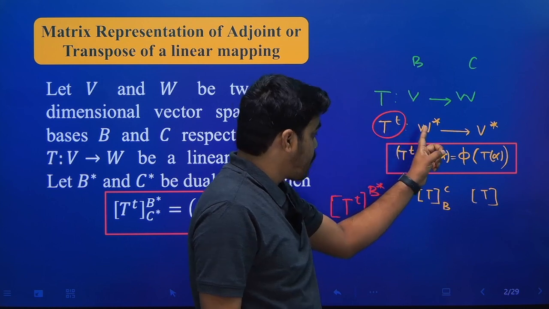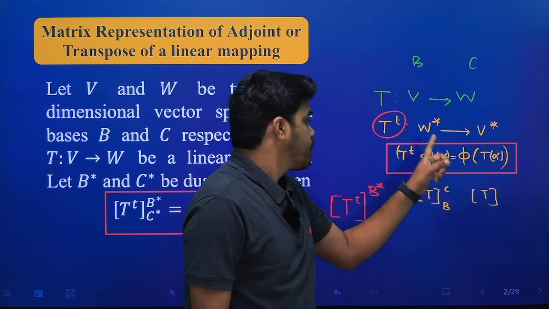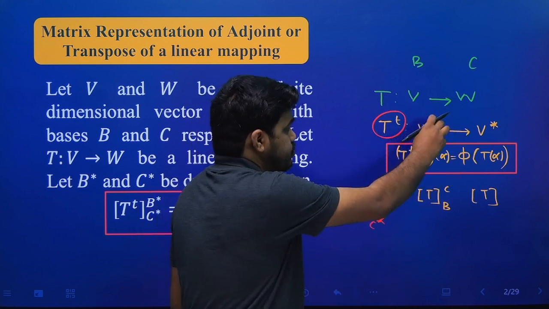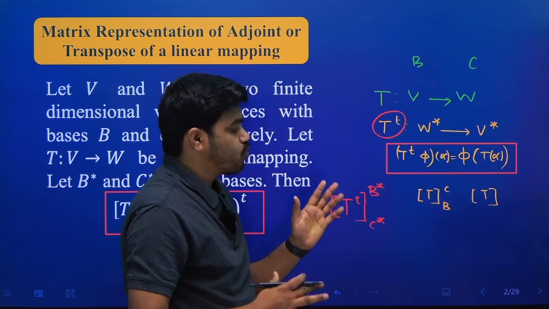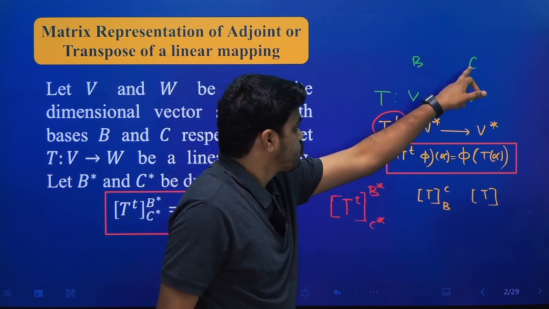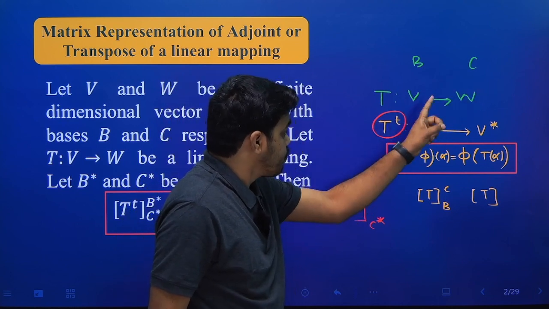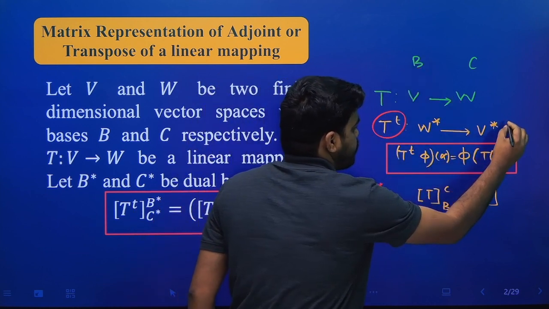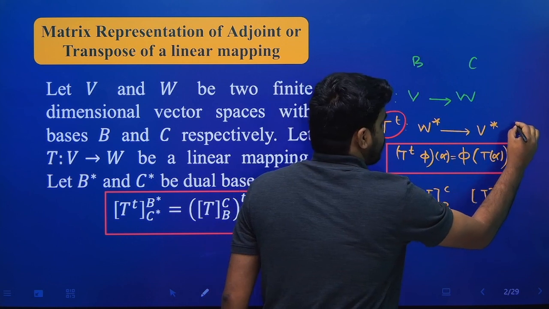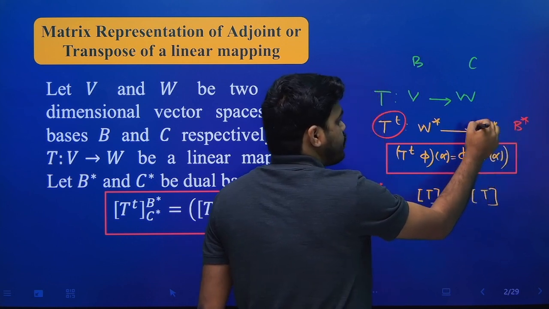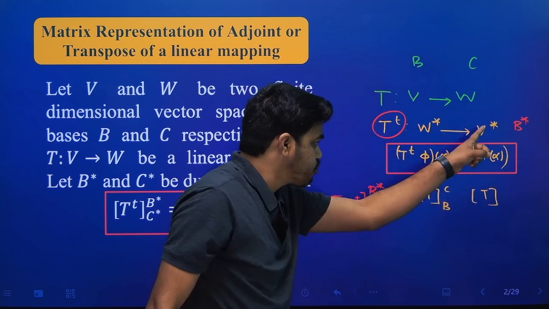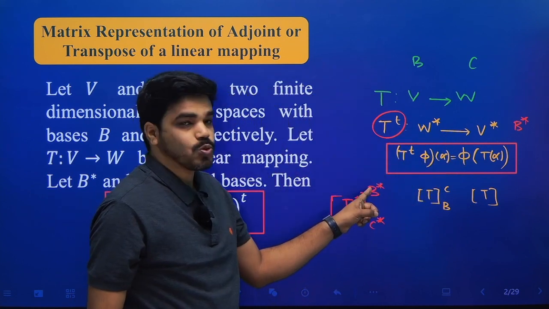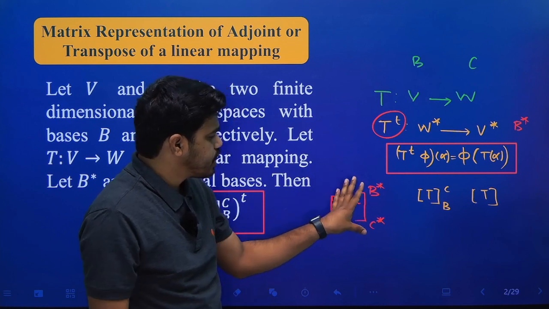T transpose, that is a mapping from W star to V star. W star is the dual space, we know this. So C star is the dual basis for W star, and B star is the dual basis of V star, so W star to V star, so that's why the dual basis of C star to B star. Okay, so basically this is the notation.